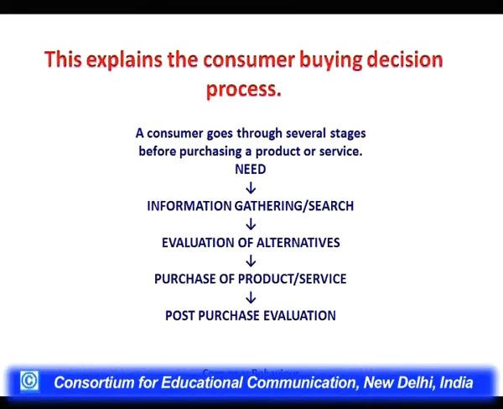This explains the consumer buying decision process. A consumer goes through several stages before purchasing a product or service. So, it starts with the need. From it, it goes to information gathering or search for information, evaluation of alternatives. So, alternatives are available and they are evaluated. Purchase of product or service, post purchase evaluation. This is the entire process of the buying decision. So, unless this process is followed, nothing can happen. Our purchasing process is followed in this sequence only.